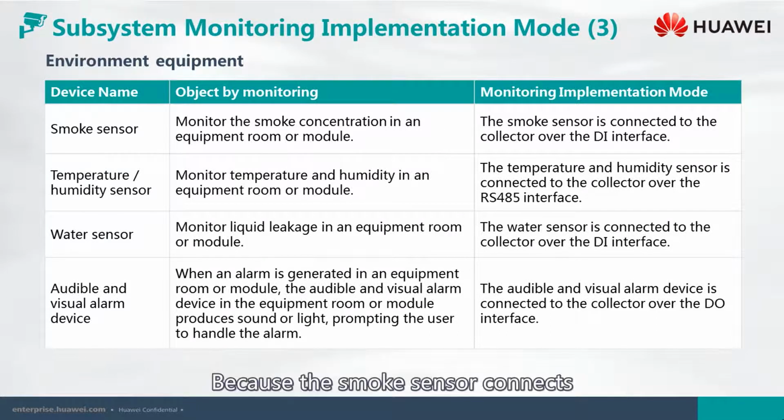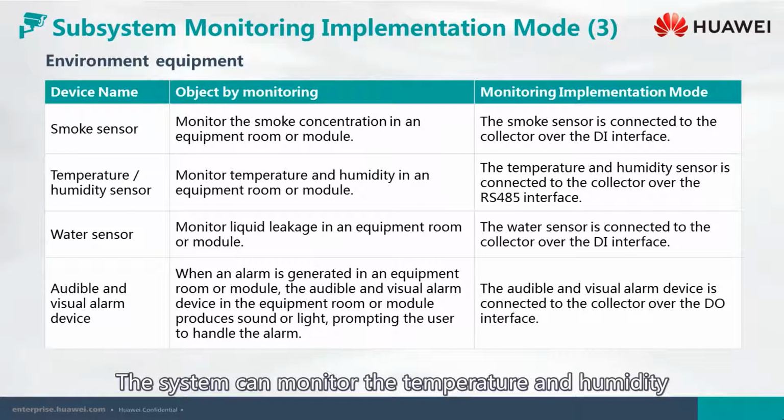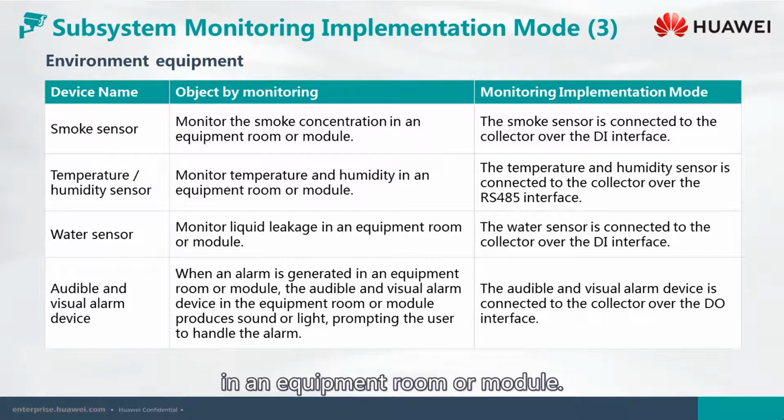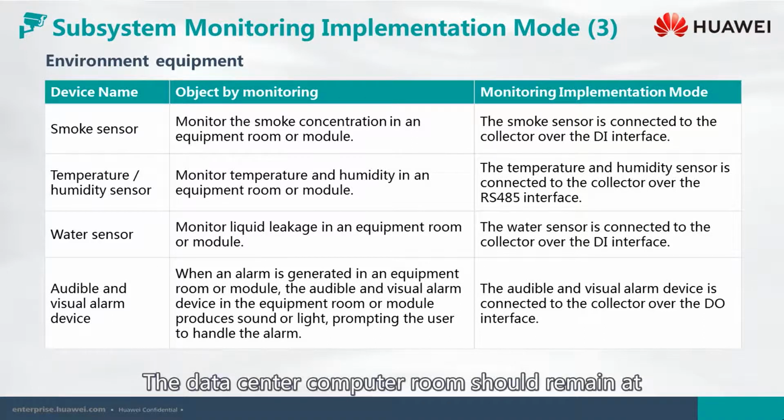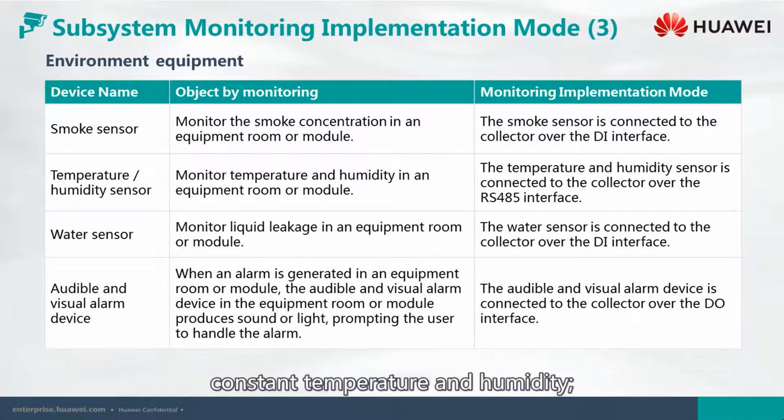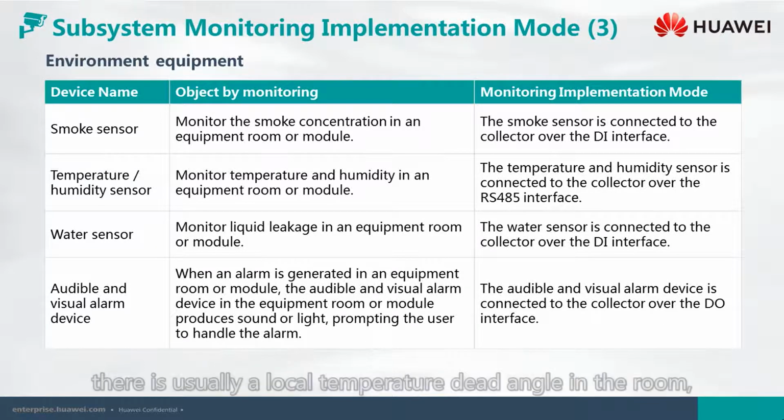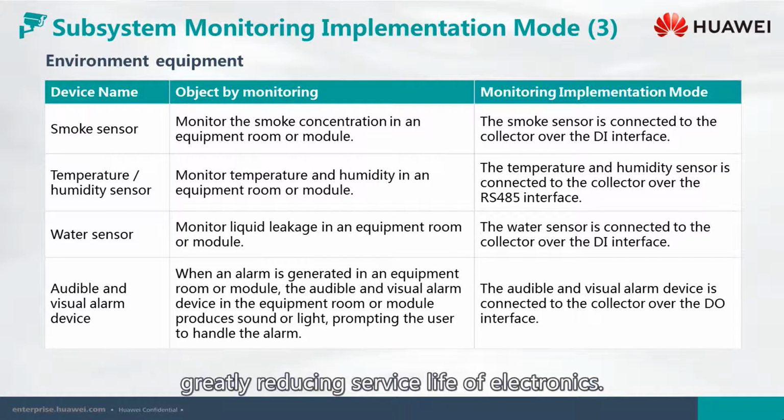Because the smoke sensor connects to the collector over a DI interface, the system can monitor the smoke concentration in an equipment room or module. The system can monitor the temperature and humidity in an equipment room or module. The data center computer room should remain at constant temperature and humidity. However, in practice, there is usually a local temperature dead angle in the room, greatly reducing service life of electronics.